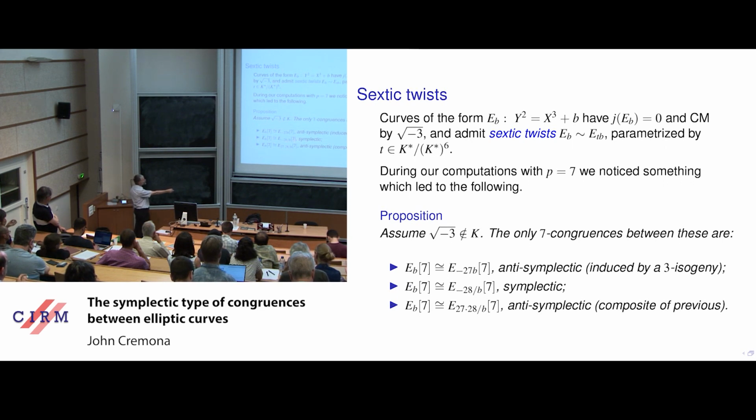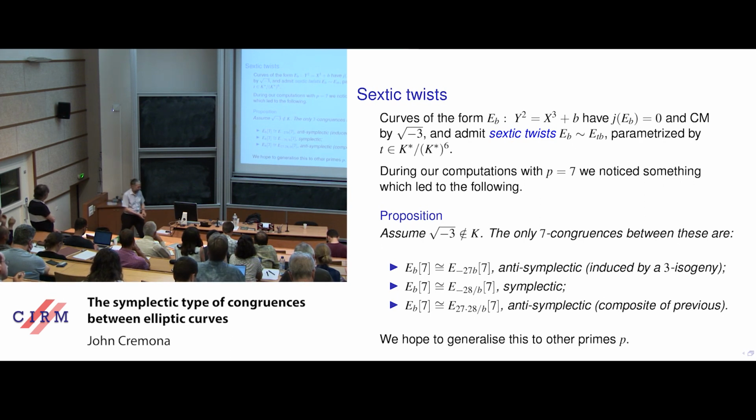This is one that we found by observation, and then I managed to actually prove it always works. If you take the curve x cubed plus b and the curve x cubed minus 28 over b, they are always symplectically congruent mod 7 with each other. And why? Well, you just work it out and it happens. I have no idea whether there's a generalization of this for larger p. I hope there might be, but we haven't done it yet. And so I'll stop there. Thank you.